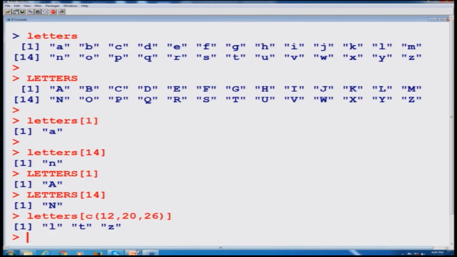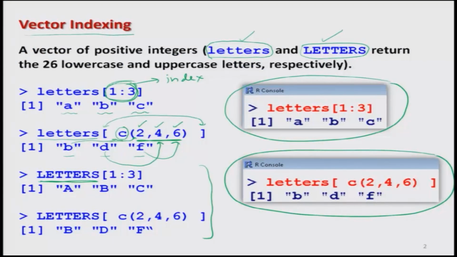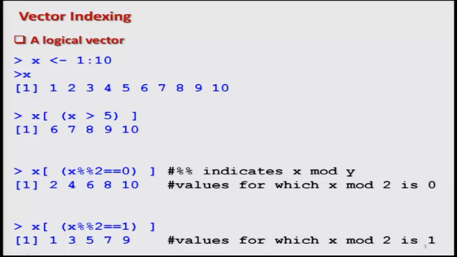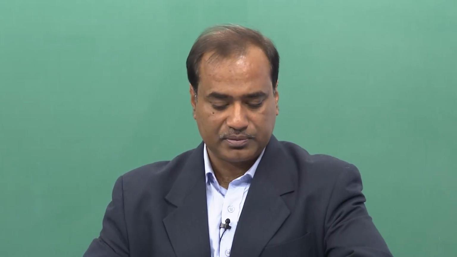So this is one possible way to play with the index or the indices of the numbers to get a particular type of data set, or to generate a particular type of data set which can be further used in different types of applications. Now we try to take some other examples and we try to understand different types of applications through these examples.